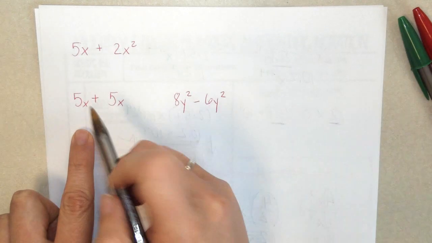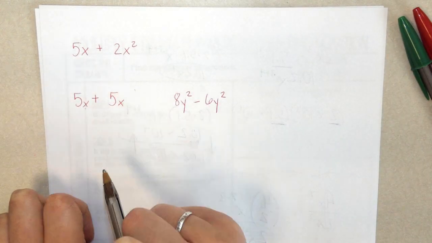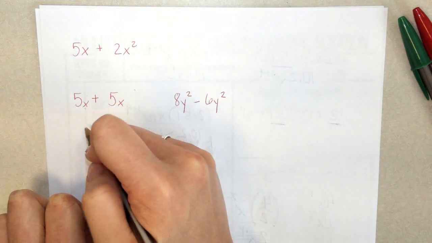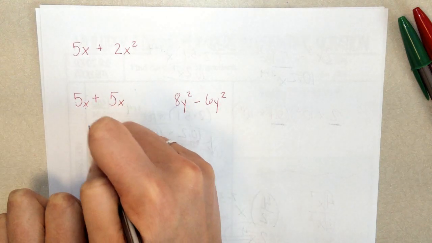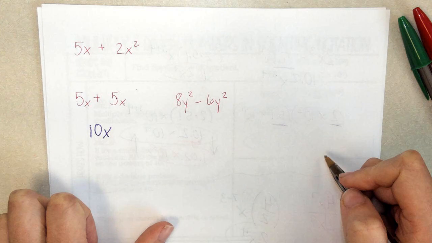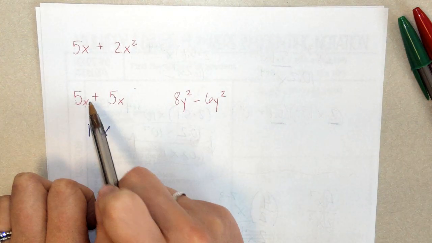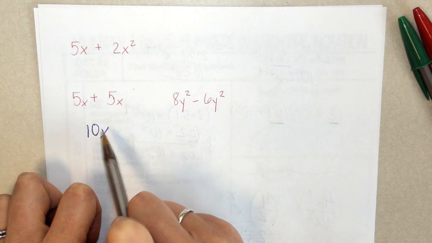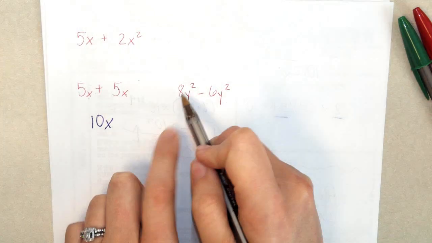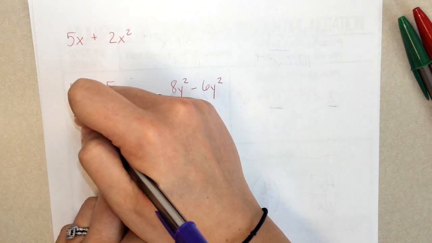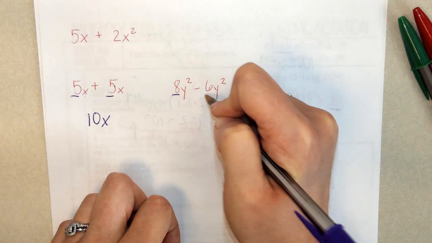Here, since they have the same variable with the same exponent, we would just add together our coefficients and keep that. That's like saying I have $5 plus $5 more. That would be $10. Okay, on the next one, again, we would just look at the coefficients.